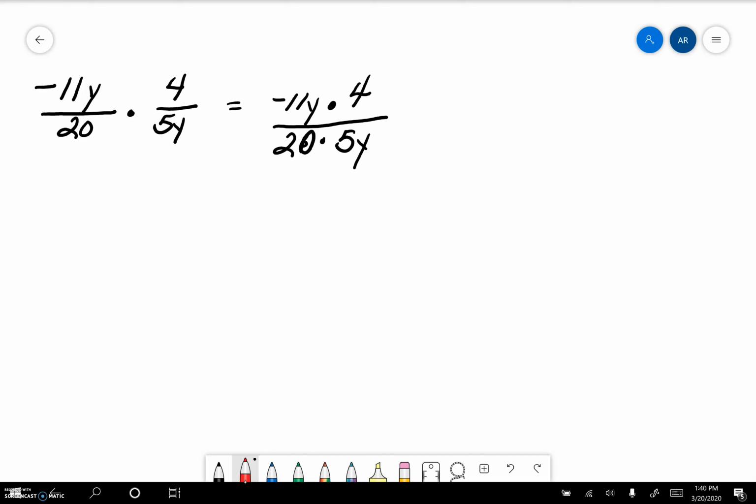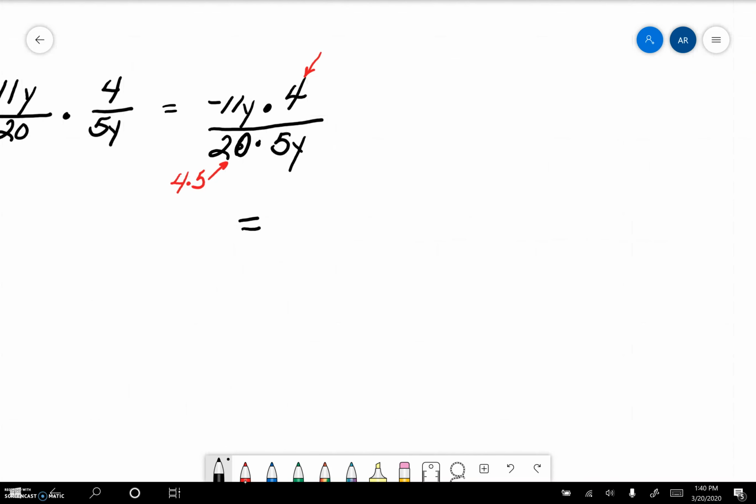When I look at this, I see there's a 4 on top, and I know right here I can get a 4 times 5 out of that. So I'm going to rewrite it with negative 11y times 4 on the top, and on the bottom of my fraction, I have a 4 times 5 to represent that 20 times 5y.